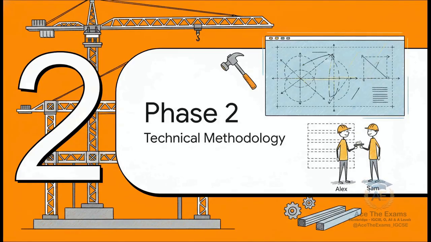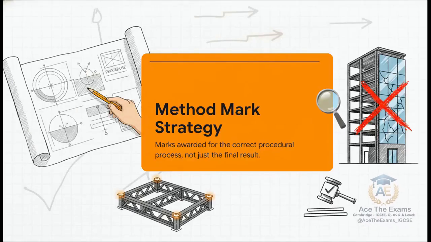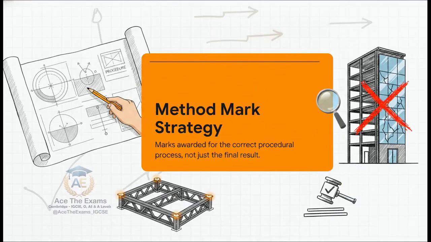All right, moving into Phase 2, technical methodology. If Phase 1 was pouring our foundation, this is where we actually weld the heavy ironwork. So, let's observe our apprentices Alex and Sam as they attempt a really high-tariff loci intersection problem from a brutal past paper. The grid lines are flashing, the clock is ticking.